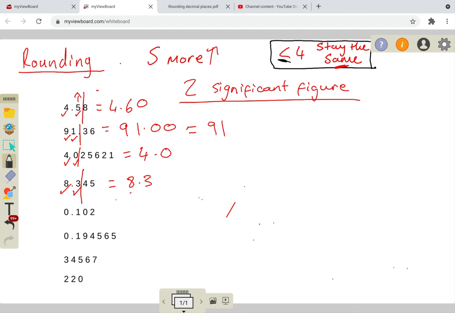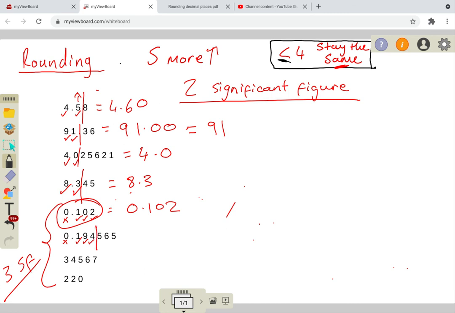Okay, now these ones, guys, I'm going to do to 3 significant figures. So to 3 significant figures, 0, that's not significant. The 1, that's significant. 0 in the middle, that's significant. And the 2 significant. So this number to 3 significant figures would be 0.102. Next one, 0 at the start, not significant. 1, yep. 9, yep. 4, yep. I've got 3 significant figures now.